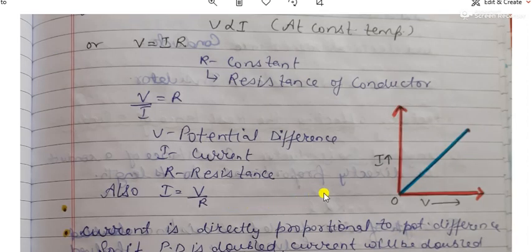If we plot a graph between the potential difference, taking it on the x-axis, and the current produced on the y-axis, then we will obtain a straight line graph, because if we are increasing the potential difference, current is also increasing. If we are decreasing the potential difference, current is also decreasing. So we can obtain I from here: I, the current produced, is equal to V upon R.